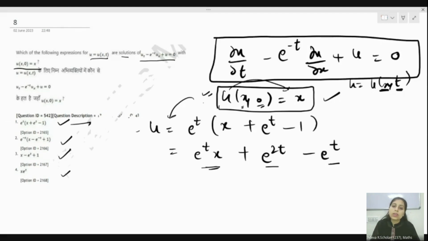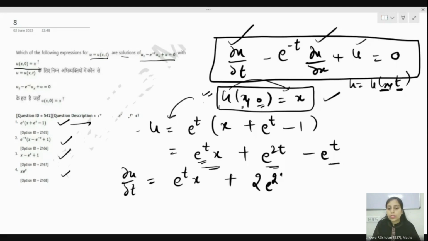So now we will check the equation. What does this equation require? It requires ∂u/∂t, also ∂u/∂x, and u we have given. So first find ∂u/∂t. That will give you e raised to power t times x. The derivative of e raised to power t is e raised to power t. The derivative of e raised to power 2t is 2 into e raised to power 2t, minus e raised to power t. And also find ∂u/∂x. That will give you, with respect to x, the partial derivative e raised to power t only.